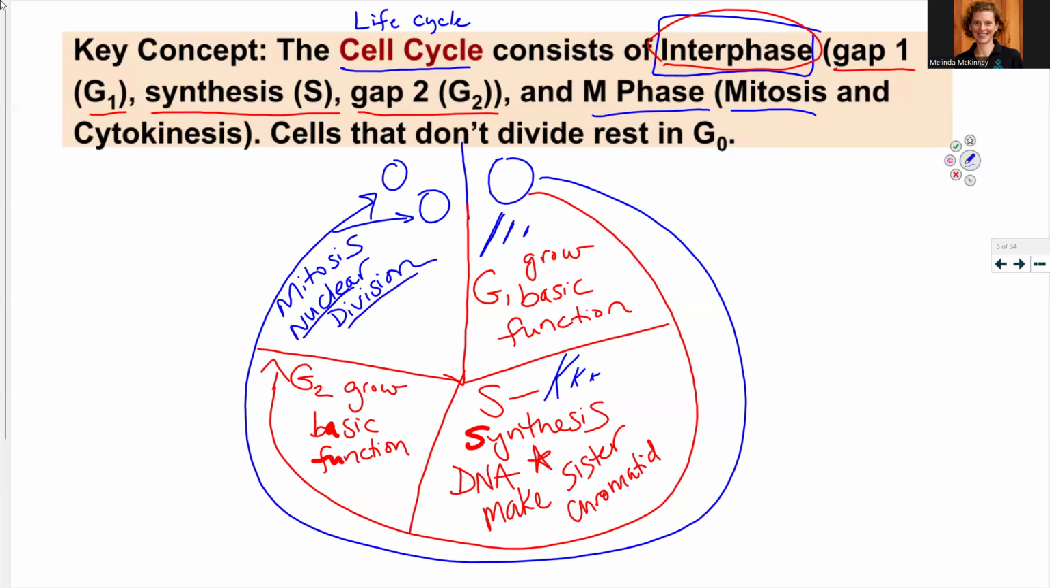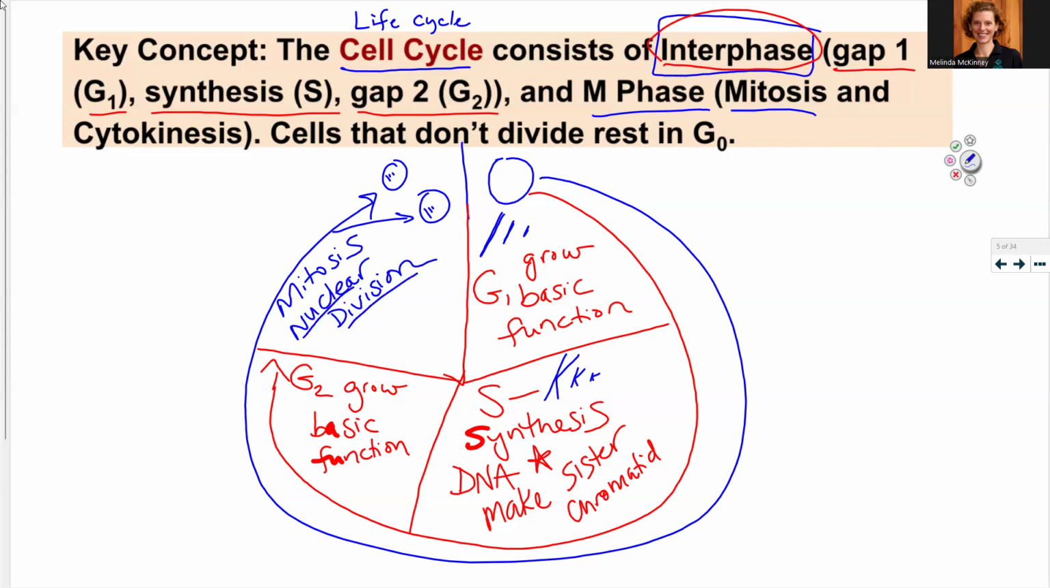That means only the chromosomes are going to be dividing. In mitosis, each of the daughter cells is going to end up with three chromosomes, just like the parent, identical. So they're identical copies.